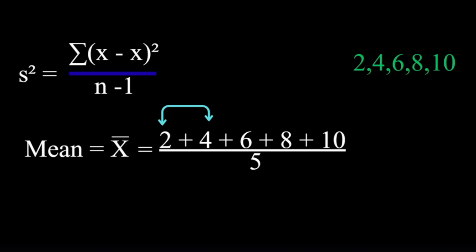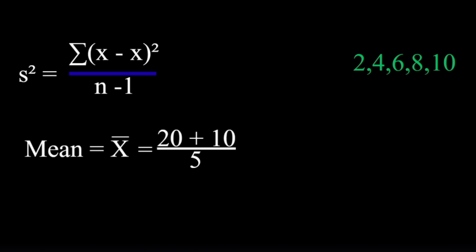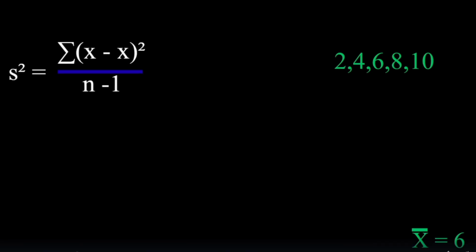Now to add, 2 plus 4, that is 6. 6 plus 6, that is 12. 12 plus 8, that is 20. And lastly, 20 plus 10, that gives us 30. Then 30 divided by 5, that gives us our mean as 6. So x bar is actually 6.